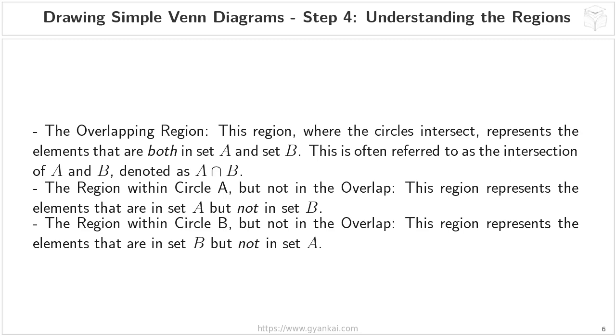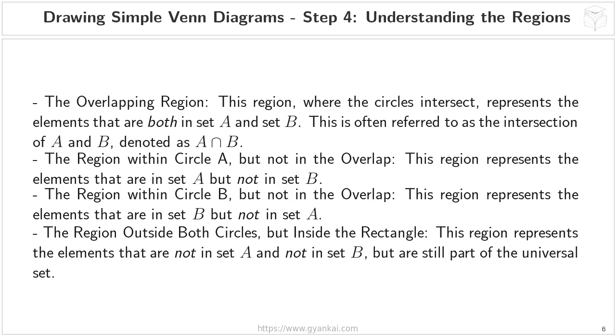Similarly, if you look at the part of circle B that doesn't overlap with circle A, that represents all the elements that are in set B, but not in set A. These are things that belong to group B, but not to group A. Finally, let's look at the area outside both circles, but still inside the rectangle. Remember, the rectangle is our universal set. This region represents all the elements that are not in set A and not in set B, but are still part of the overall group we're considering, our universal set. It's everything that doesn't fit into either of our specific sets.